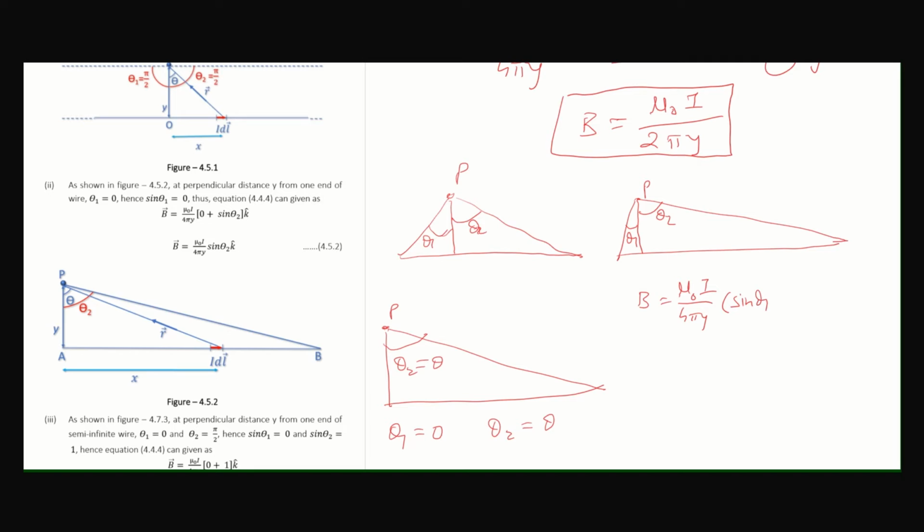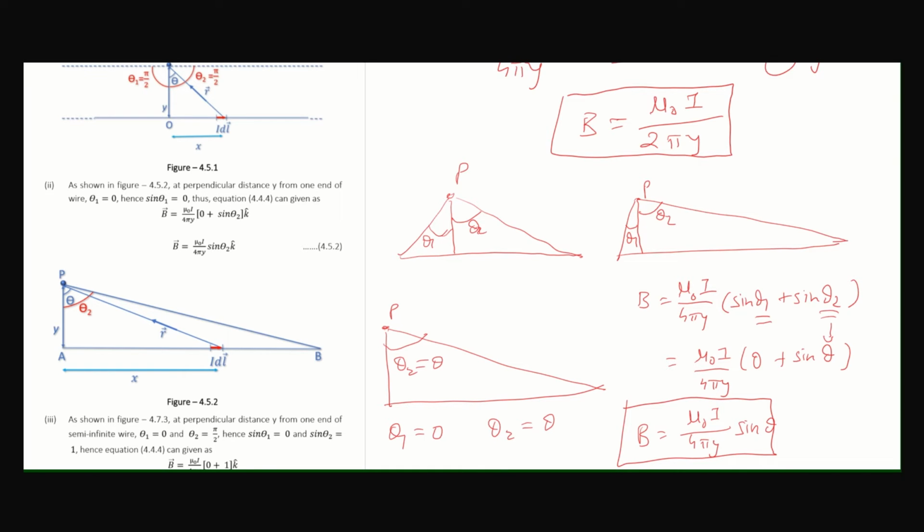sine theta 1 plus sine theta 2, I don't have theta 1. Theta 1 is 0. And what is sine 0? Sine 0 is 0. And then the formula is mu 0 I by 4 pi y, 0 plus sine theta. Instead of theta 2, now you can write simply theta, because you don't have two angles, you have just one. And then this is the formula, mu 0 I by 4 pi y sine of theta. Okay, so this is the formula.